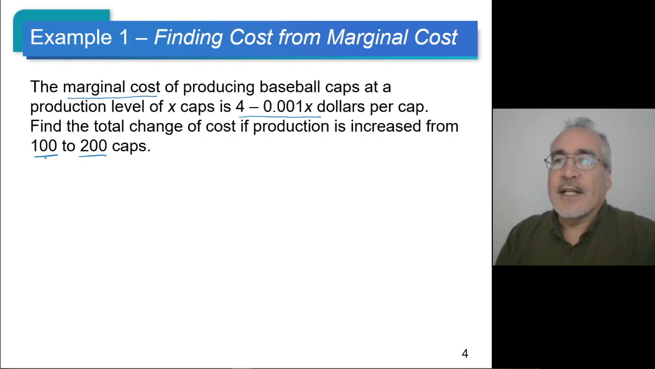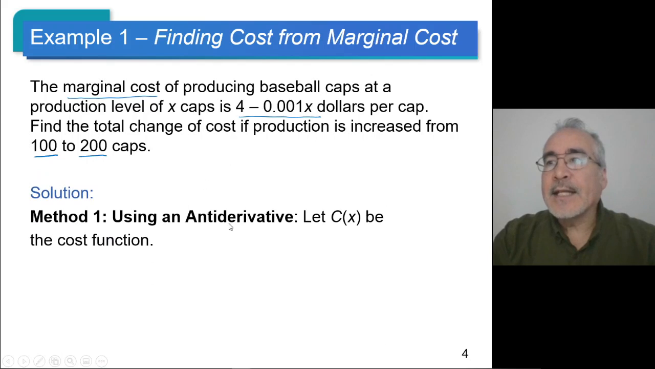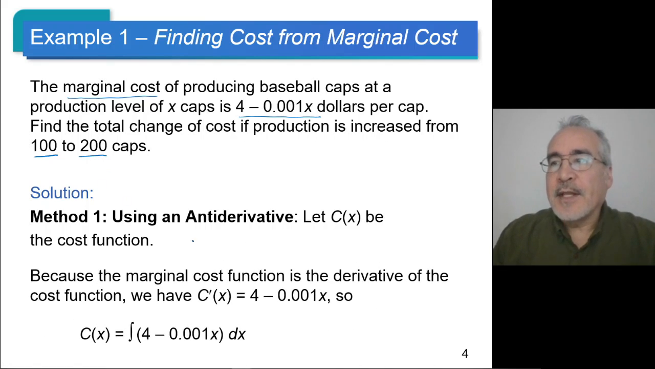The problem is a business problem: we know what our marginal cost is. And remember, that is the rate at which the cost is changing. It's not the total cost. It's how the cost is changing to produce one more. So it's a derivative. And if we find that antiderivative, we actually get the cost function. So from the marginal cost function, we integrate, and we get back to the actual cost function.